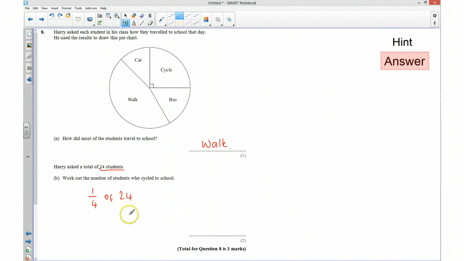cycle to school. So to work out a quarter of 24, we need to divide 24 by 4. So we can half it and then half it again to divide by 4, or to work out a quarter. So half of 24 is 12, and if I half that again, I get 6. So that's going to be 6 people, 6 students who cycle to school.